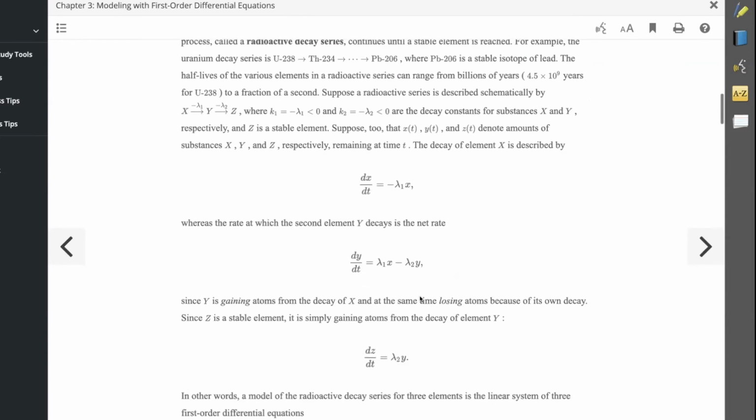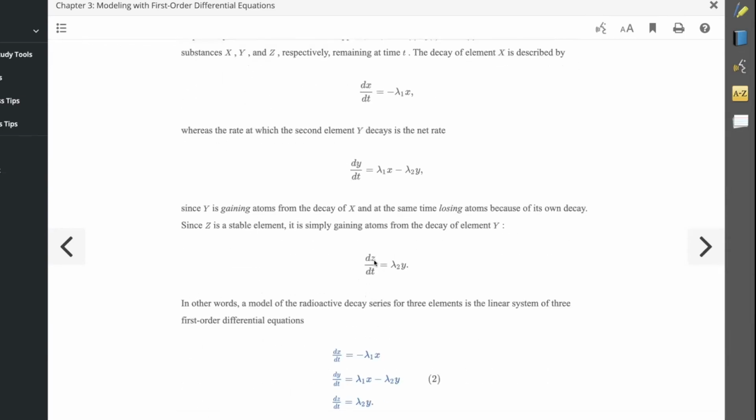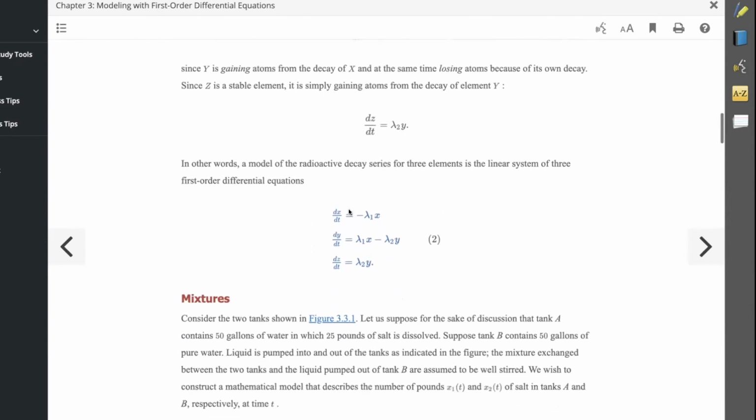So x is decreasing at this rate, and meanwhile y is increasing at the rate lambda 1 x, because x is decaying into it. But y is itself radioactive with a different proportionality constant, lambda 2 y, so it's increasing from element x decaying into it and decreasing because it is itself radioactive. And then our third element, z, into which y decays, is just increasing at the rate lambda 2 y, because for every amount of y that decays, it becomes z. So what we wind up with is this system of differential equations.